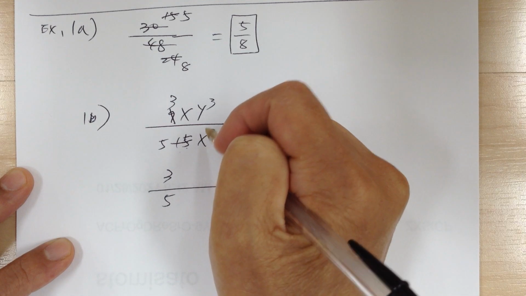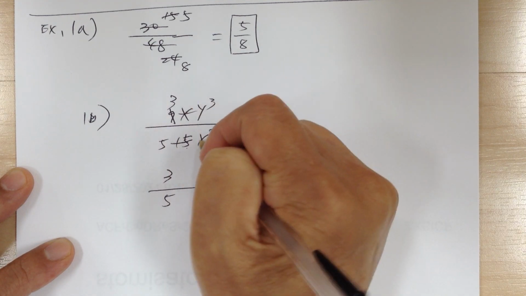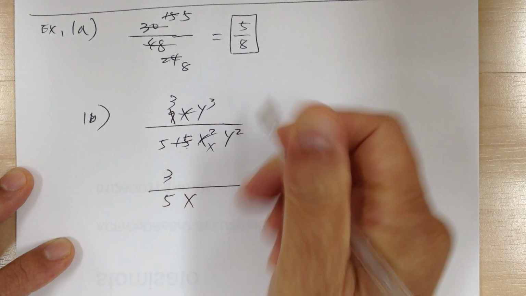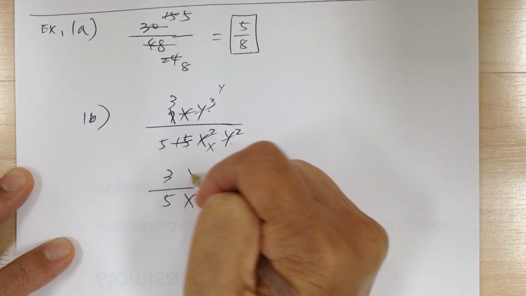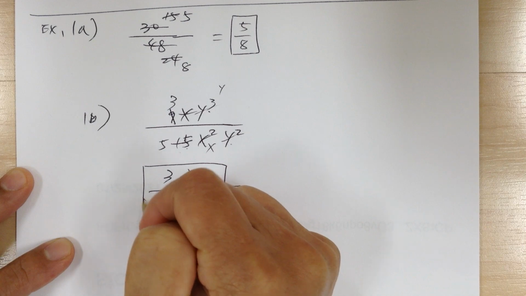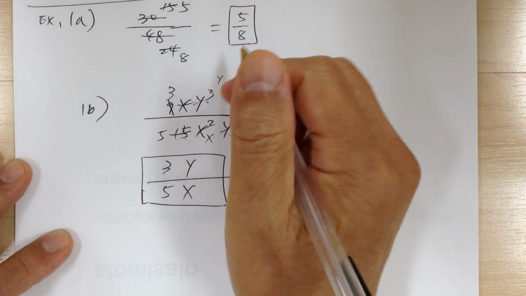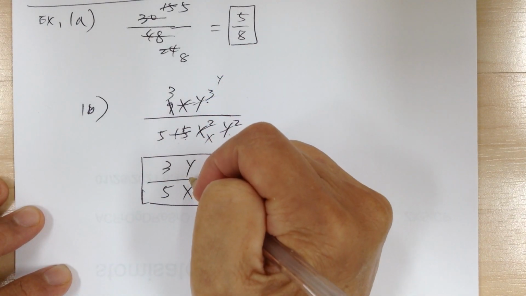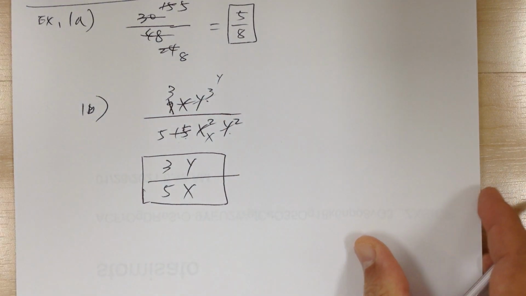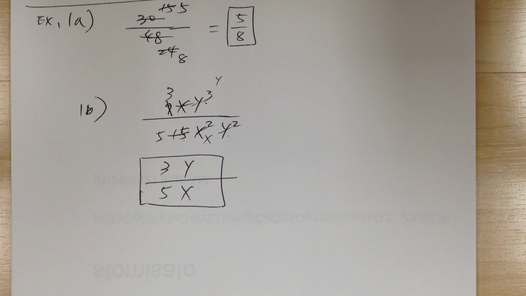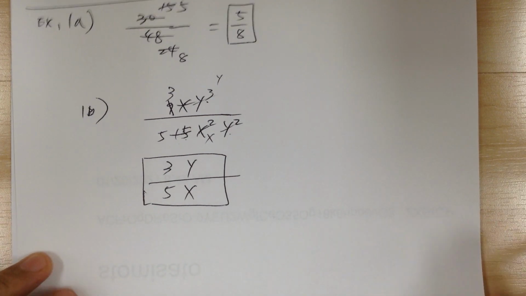Then after that you go down to x. You have x and x squared, so you're going to get x left over on the bottom. You have y cubed and y squared, so when you cancel, you get y left over on the top. And so this is it. It may be a good idea to cancel and write it down right away so you don't forget, and that will help you cut down on careless mistakes. Okay, let's go to the next page.